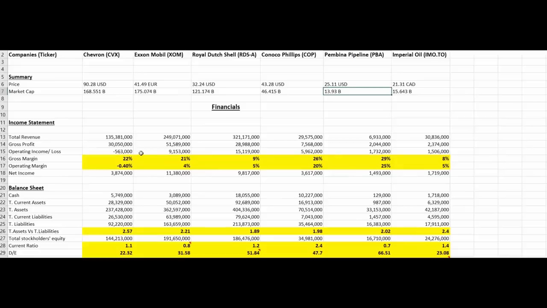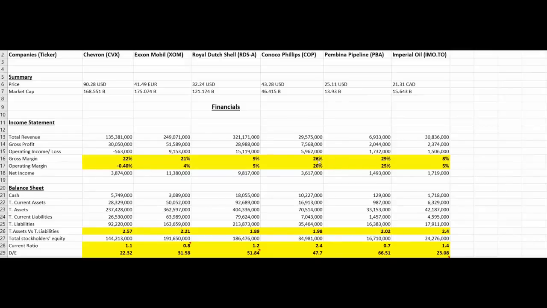Then let's move on to our two more important margins. Gross margin for Chevron is 22%, ExxonMobil 21%, Royal Dutch 9%, ConocoPhillips 26%, Pembina Pipeline 29%, and Imperial Oil 8%. Now, gross profit margin is huge for Pembina Pipeline. What it means, in simple language, is the company's net sale, not the gross, the net sale minus the cost of goods sold. Simple as that.